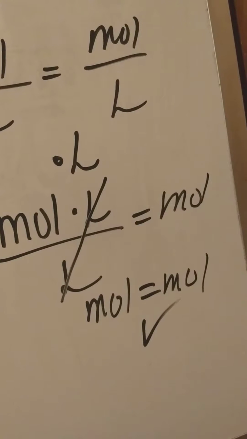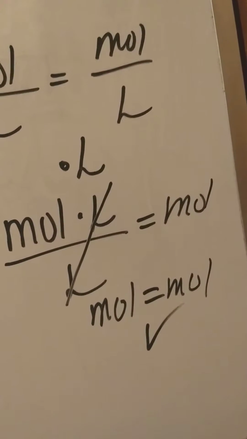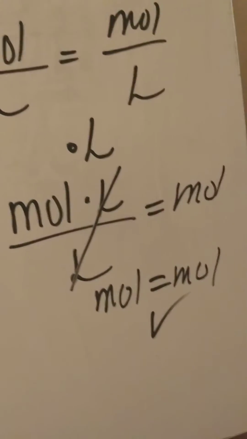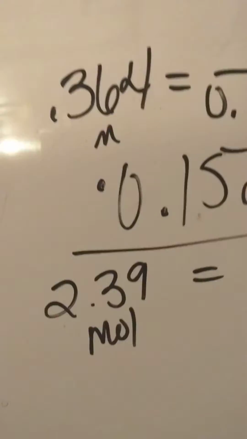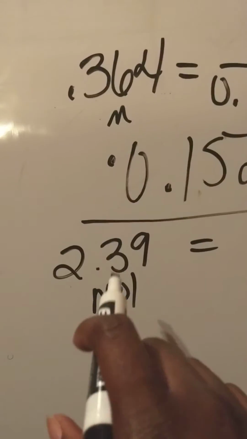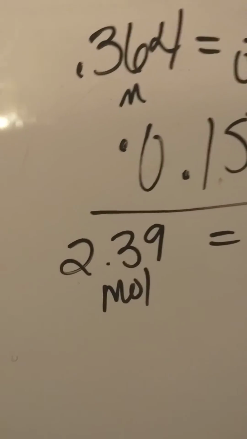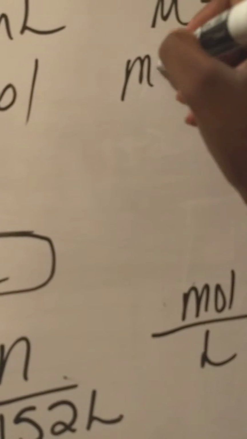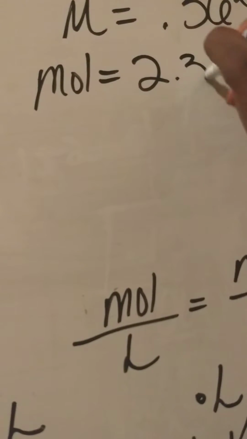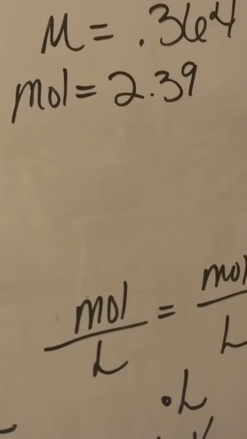If what I said is confusing, please disregard. I don't wish to confuse you. That is not my plan. But yes, anyways, back to what I do know, that N equals 2.39 moles. So we can put here moles, so we don't forget 2.39.